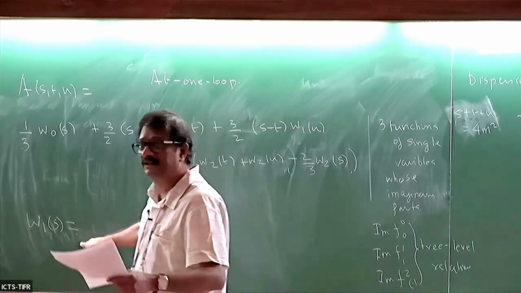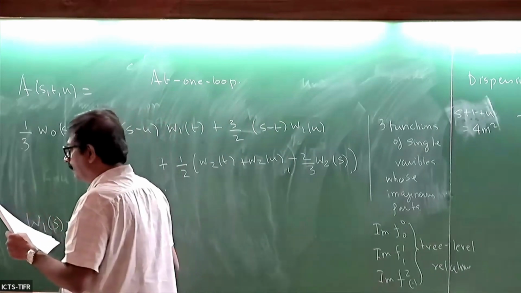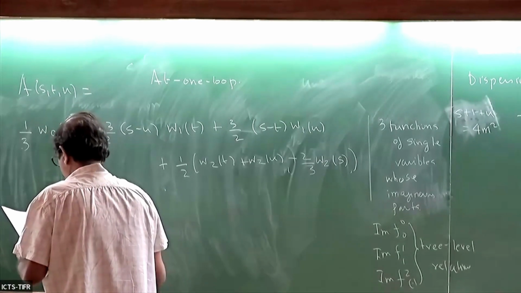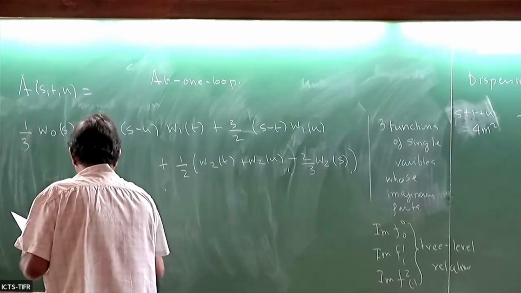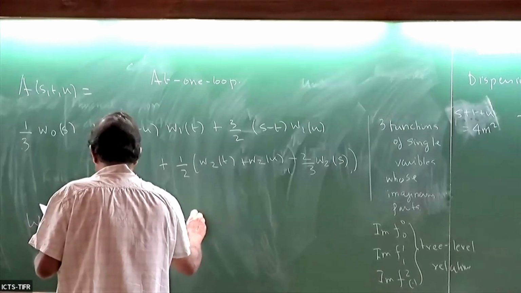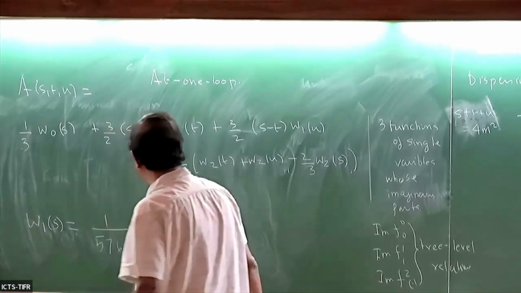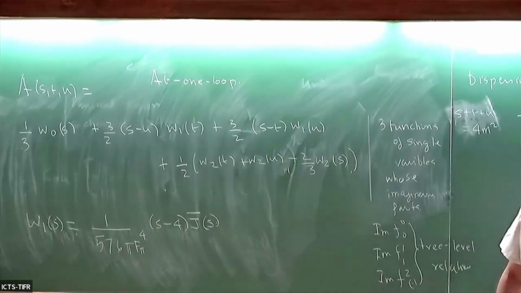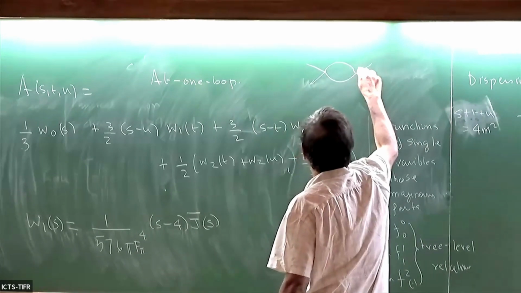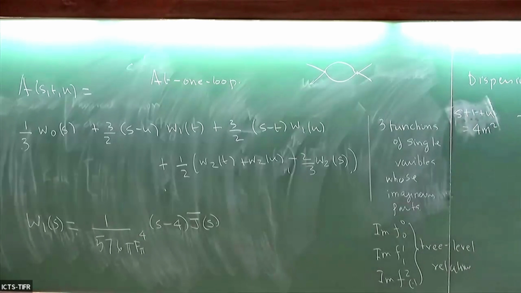So let me just write this down. W1 of S is given by 1/576 π f_π^4 times (S minus 4) times J bar of S. You see, our friend J bar of S is back in pi-pi scattering also, because it's only one loop. So this is the same one loop amplitude that's going to show up. That's the reason why I derived it in my first class. It's the same J bar of S that shows up again and again at one loop when we are doing just pions and nothing else.